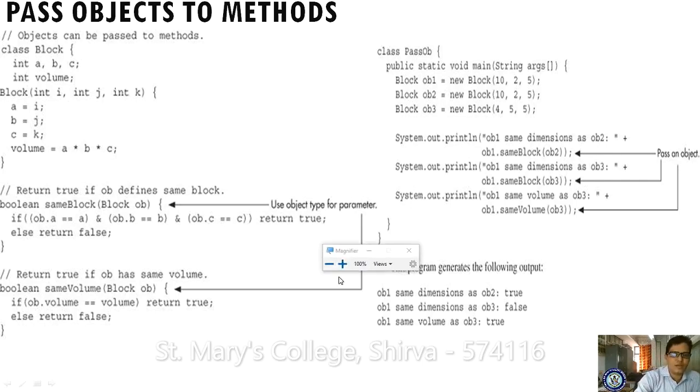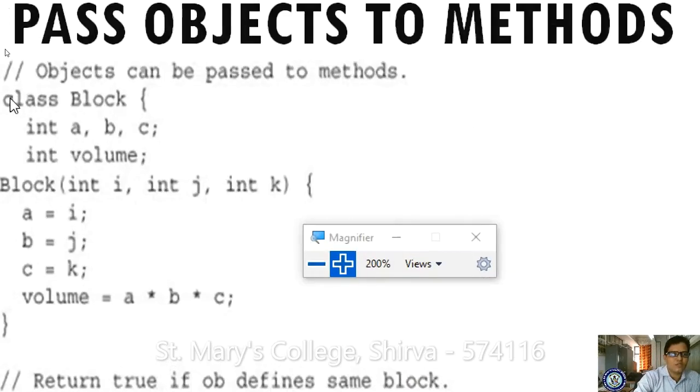Let me make it bigger. Let me see first what is a class here. Class Block, int a, b, c. Here I am defining the variables. Is there any private, public or default level? It is public, right? Here the int volume is also a public variable, right?